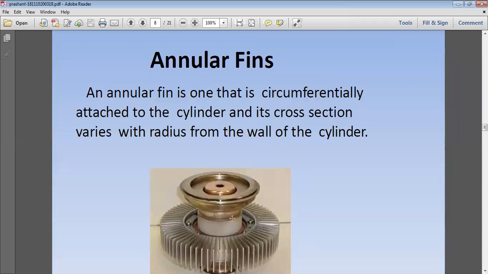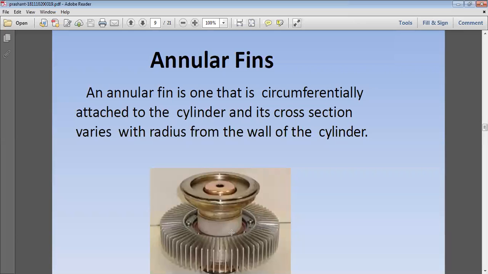Here you can see the entire one is attached to the base. This is the base material. Over this they are providing the fins, but in an annular way. An annular fin is one that is circumferentially attached to the cylinder, and its cross section varies with radius from the wall to the surroundings.